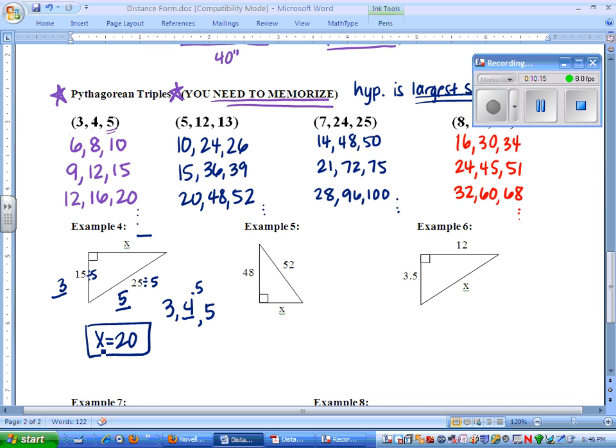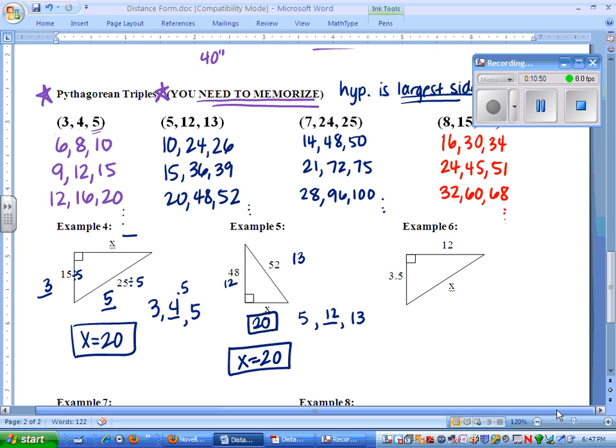Okay, this one right here, I can divide it, and I can get 13. Divide by 4, I get 12. The other side, what goes with a 12, 13 triangle? Looking back up here, it's 5. So if this side is 5, 5 times 4 is 20. 20 must be this side. x is 20 again.